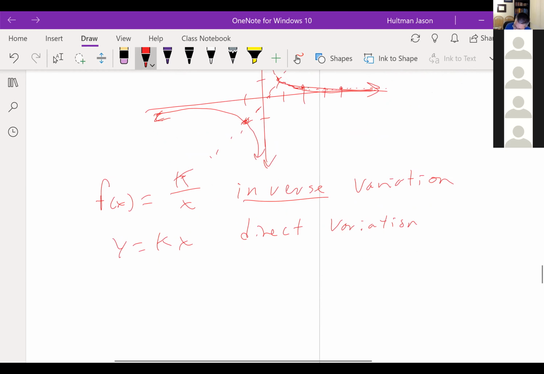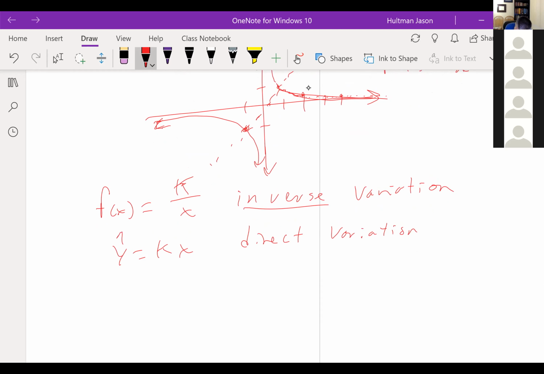And the way that direct variation works is if this goes up, if that goes up, that goes up. If my input goes up, then my output goes up, because all I'm doing is multiplying by a constant. But in inverse variation, that doesn't work like that.